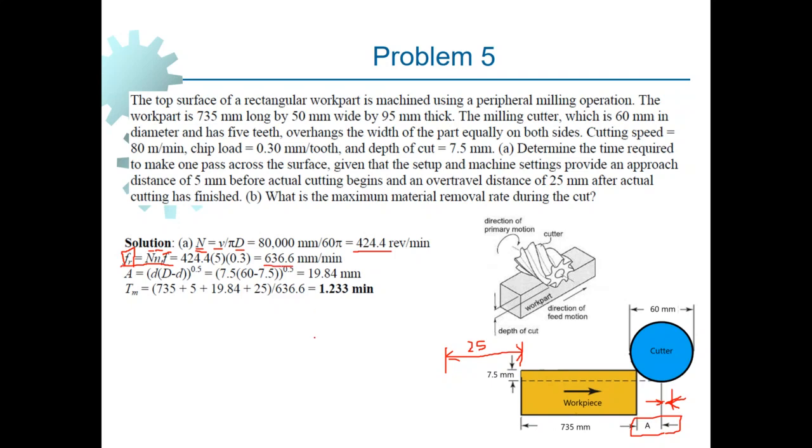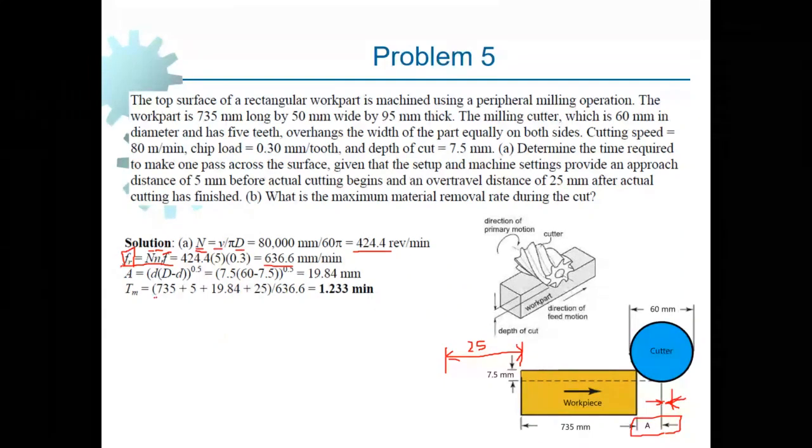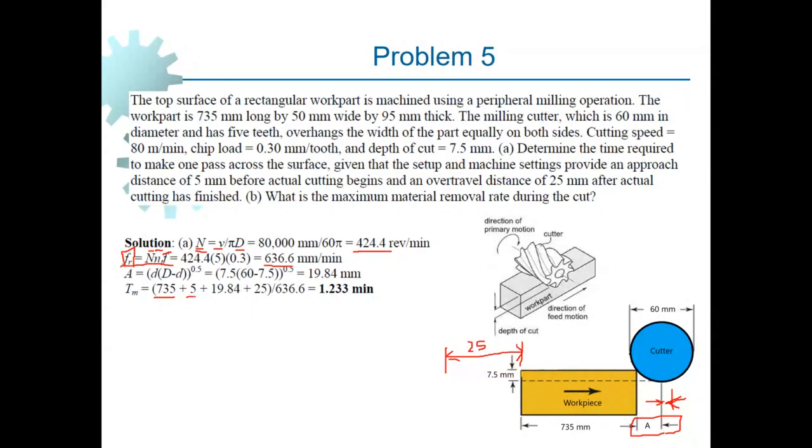If we know the total length to be traveled and we divide it by this feed rate, it gives us time. Okay, total length to be traveled is 735, which is the length of the workpiece, plus extra travels of 5 and 25. However, we still haven't computed the value of A, or say the allowance.